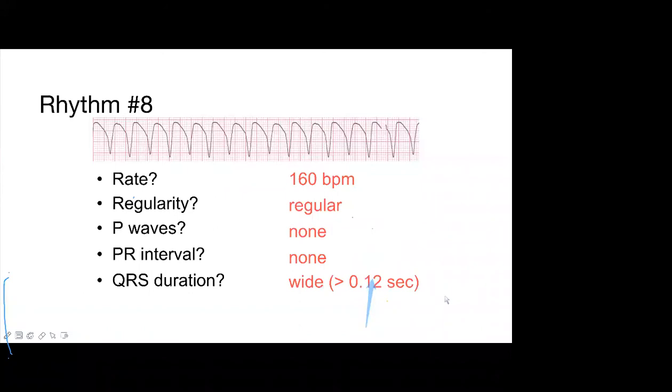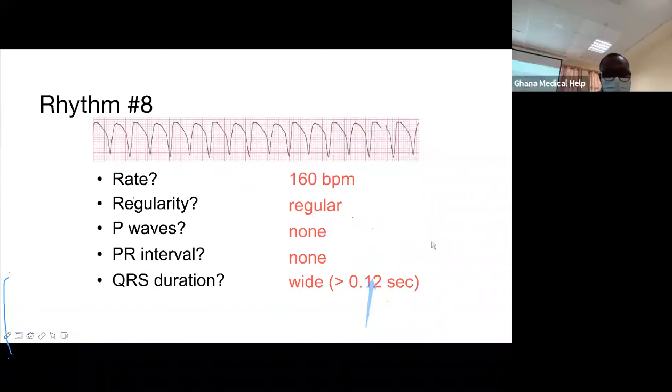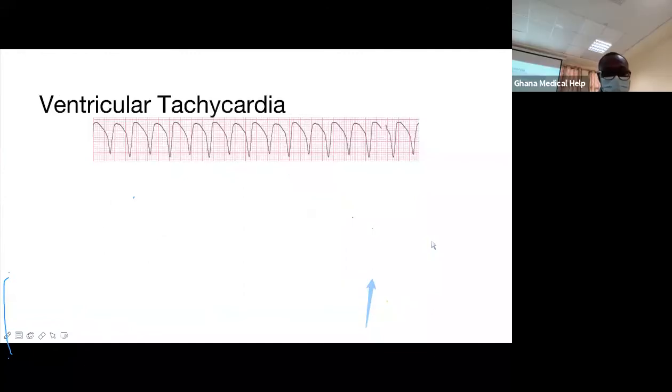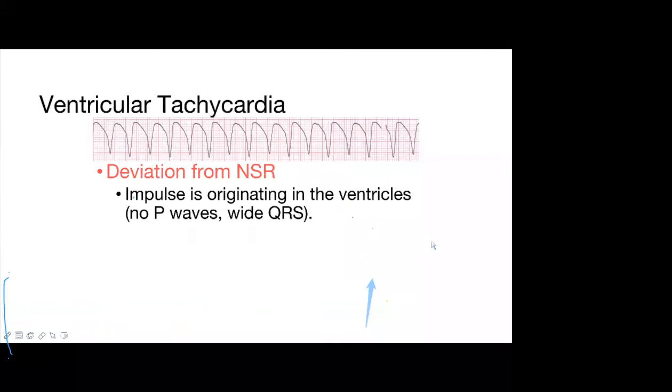So this is a wide QRS complex, and that's even the reason why it's a ventricular issue. So what's our interpretation? Fantastic. So this is a VTAC. Let's move on. With VTACs, usually the impulse is originating in the ventricles.